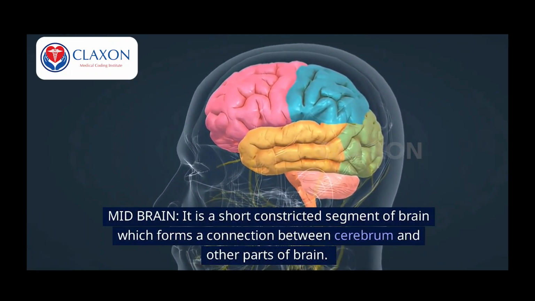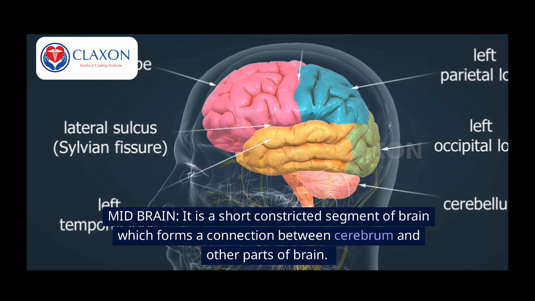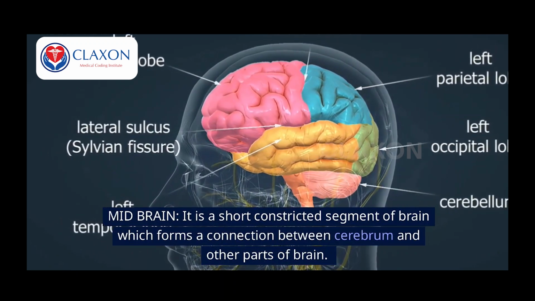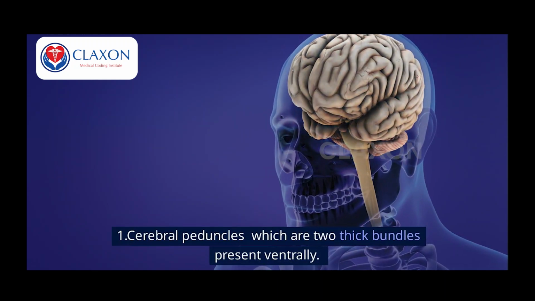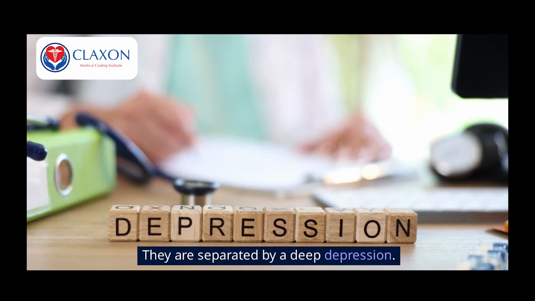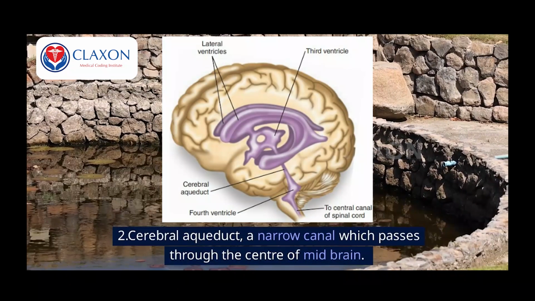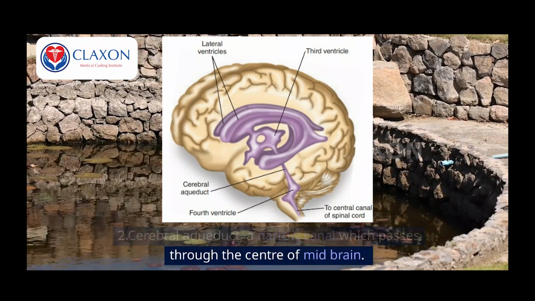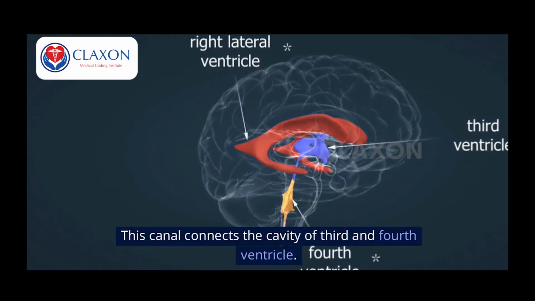Midbrain: it is a short constricted segment of the brain which forms a connection between the cerebrum and other parts of the brain. It contains: 1. Cerebral peduncles, which are 2 thick bundles present ventrally. They are separated by a deep depression. 2. Cerebral aqueduct, a narrow canal which passes through the center of the midbrain. This canal connects the cavity of the 3rd and 4th ventricle.